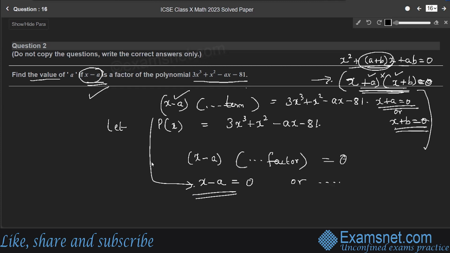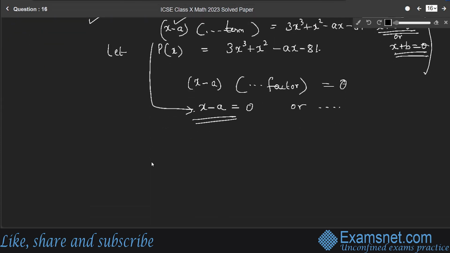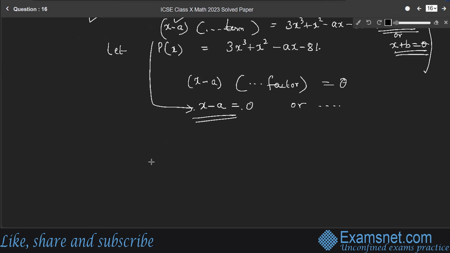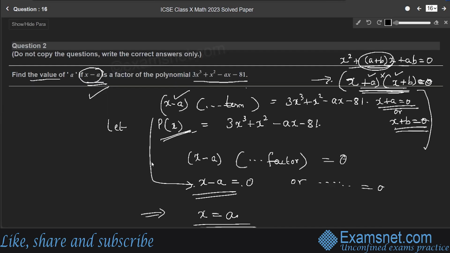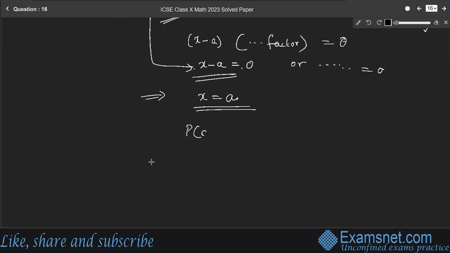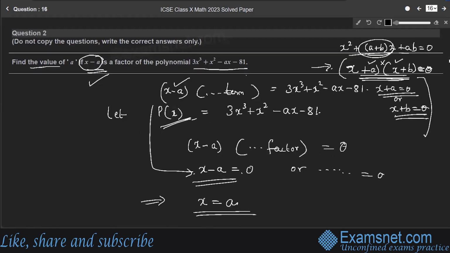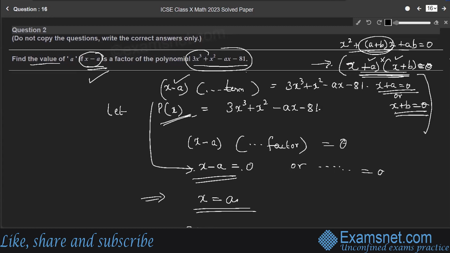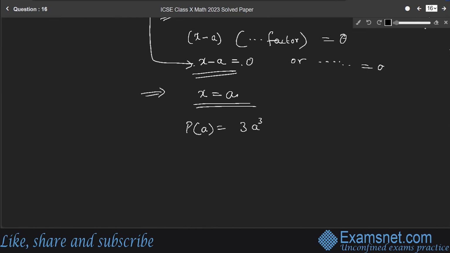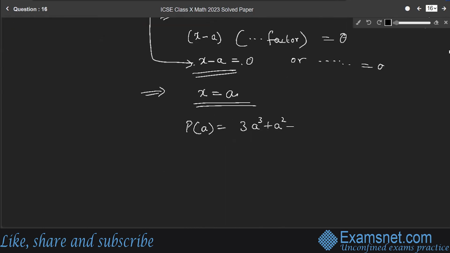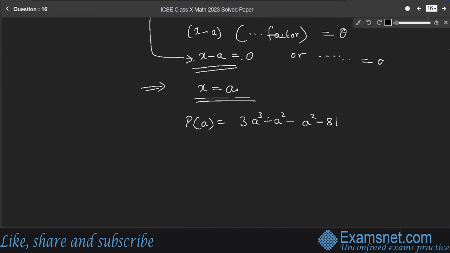Similarly, here, for the given polynomial, x minus a, one of the factors, is equal to 0 or another factor is equal to 0. So this implies x is equal to a. So if x is equal to a, let us consider p of x. So p of x becomes p of a, and in place of x, substitute a here. 3a cube plus a square minus a into x becomes a into a minus 81. So it becomes a square minus 81.